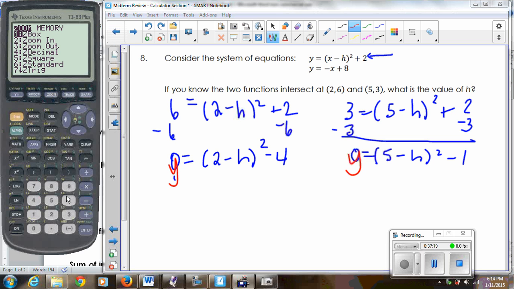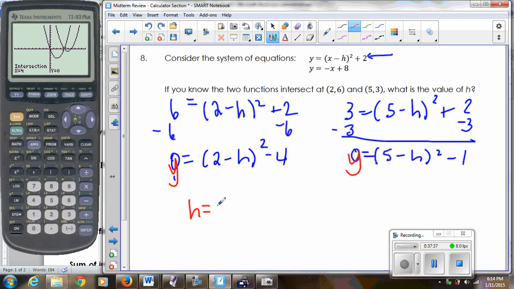And I'm going to go back to using a standard window because that's always where I start. And I'm looking to see where those two graphs cross. And they cross at 4. So when x is 4 in this case, or when h is 4. And so one of the things that we can just double check is to make sure that that makes sense.